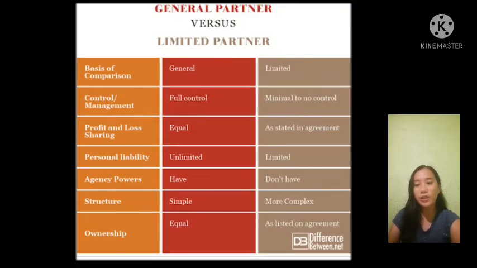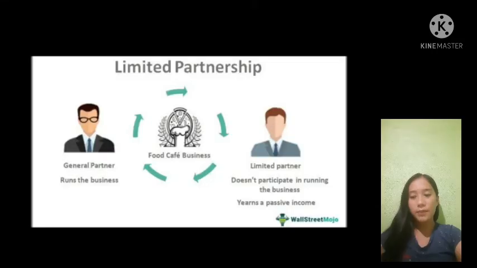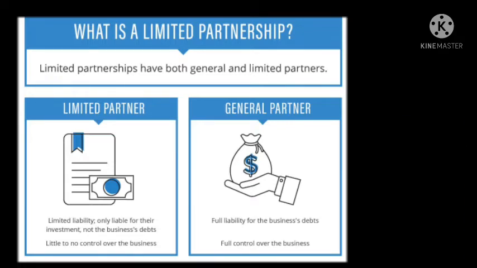In a general partnership, both owners invest their money, property, labor, and so on. A limited partnership is a form of partnership similar to a general partnership, except that while a general partnership must have at least two general partners, a limited partnership must have at least one general partner and at least one limited partner.